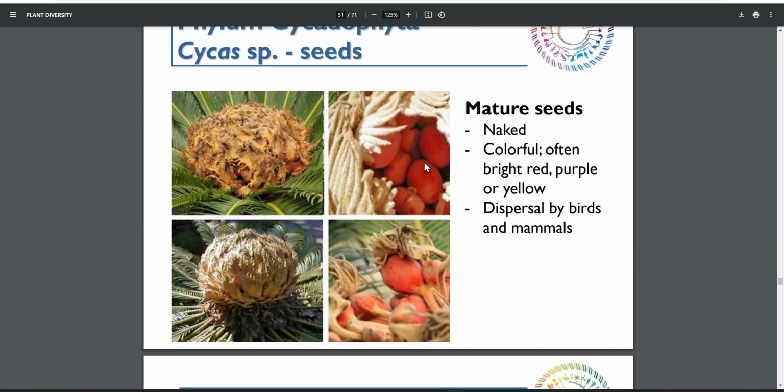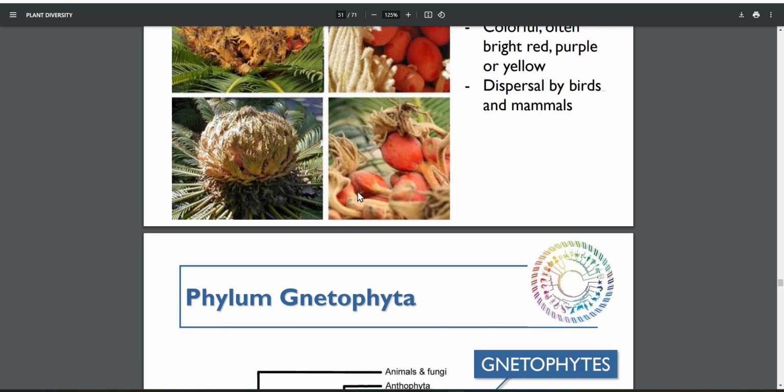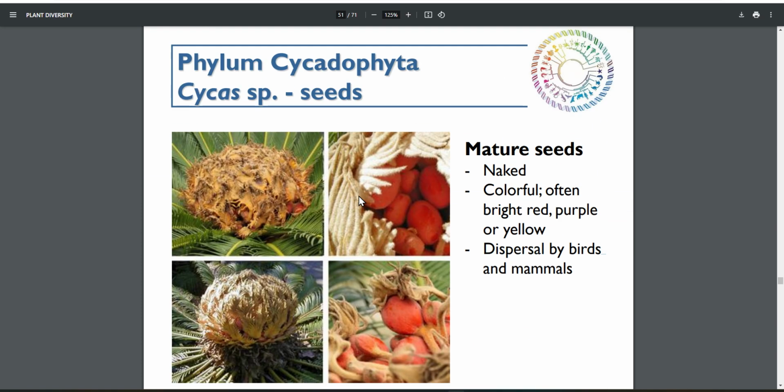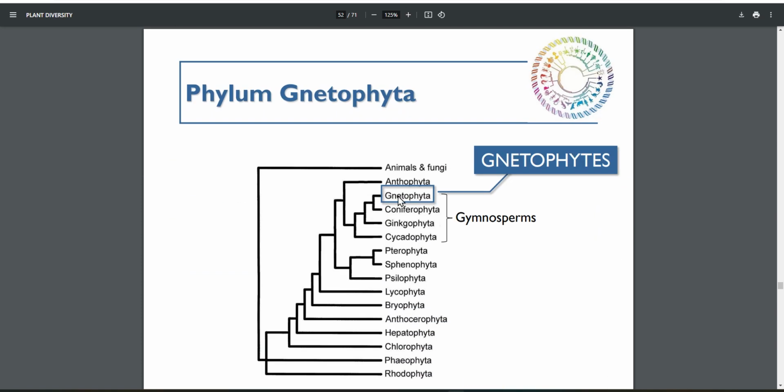Now, I'm not sure if they eat them because eating this might just destroy the seed entirely for mammals. So, I'm not sure about that. For birds, it's fine. Birds don't really crush open seeds. Actually, no. Oh well, never mind.